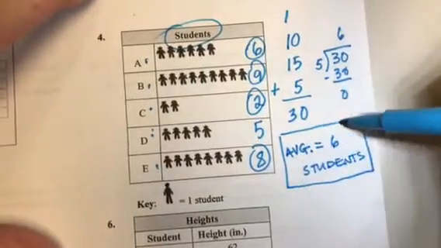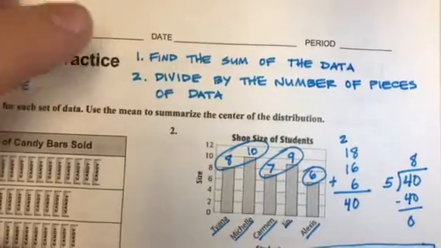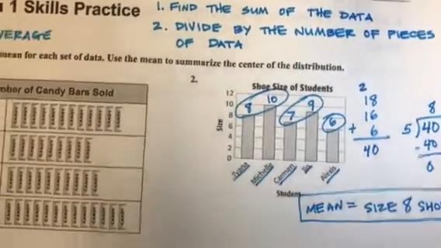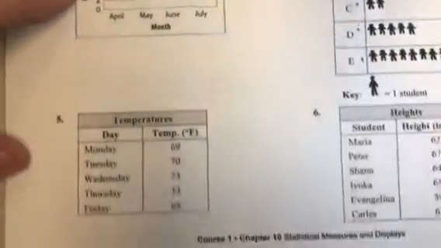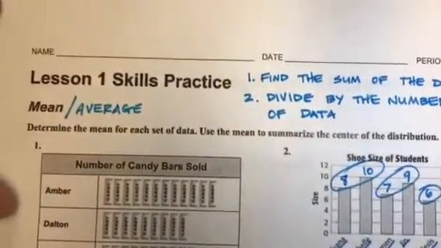Asking students to put the label with everything just to keep it straight. All right, those are the only 2 steps you need to find the mean or to find the average of any set of data that you want, any type of graph that you want. You just follow those 2 steps and you will be able to find the average.